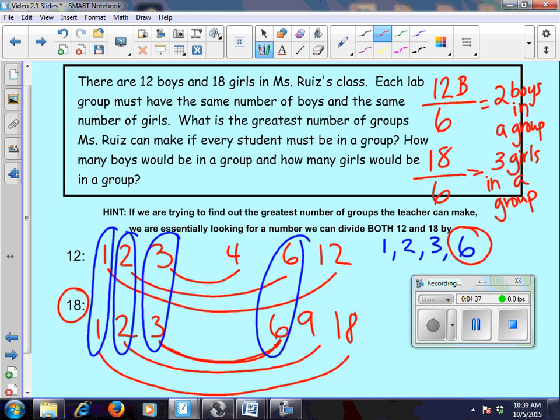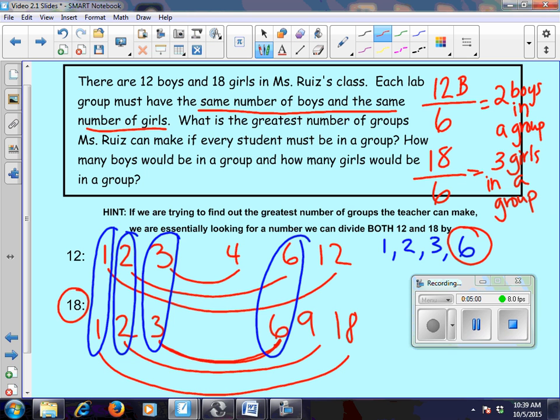So this teacher, when she gets 12 boys and 18 girls, she knows that the greatest amount of groupings she can have is 6. She can have 6 tables. And she knows she's going to have 2 boys in each group and 3 girls in each group. So each group is going to have the same number of boys and the same number of girls. Okay, 2 boys in each group, 3 girls.